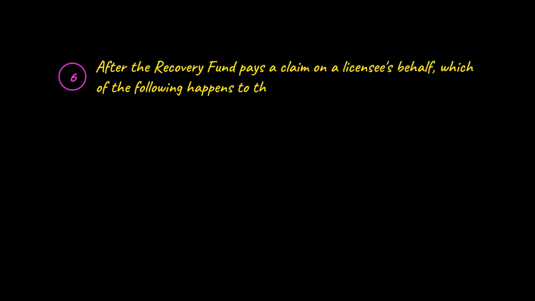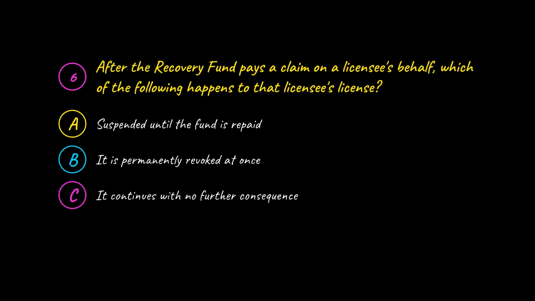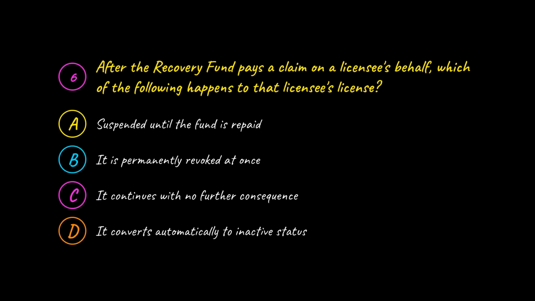Question 6. After the recovery fund pays a claim on a licensee's behalf, which of the following happens to that licensee's license? Your options are: A. Suspended until the fund is repaid. B. It is permanently revoked at once. C. It continues with no further consequence. D. It converts automatically to inactive status. Which would you go with? Lock it in before the reveal.